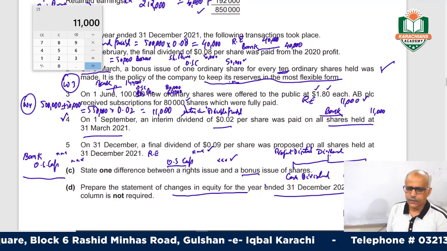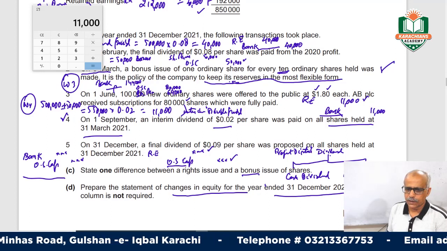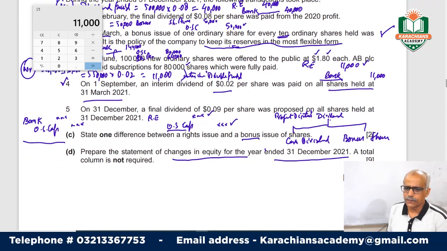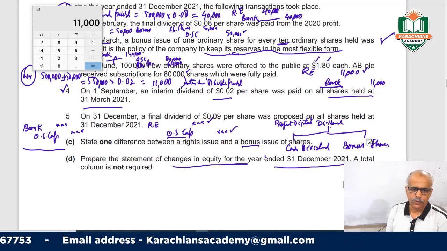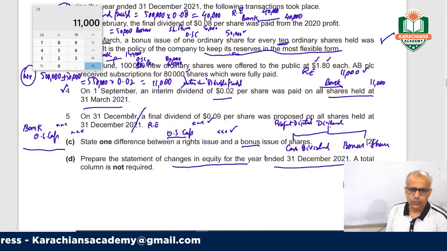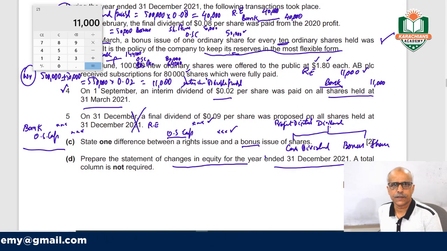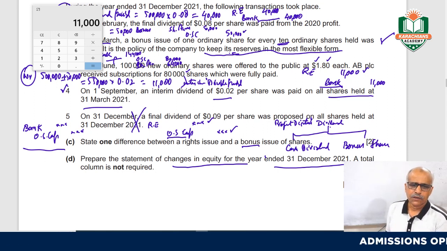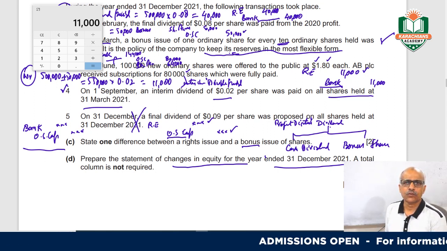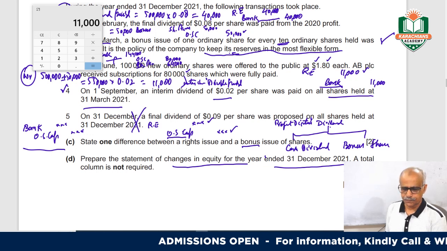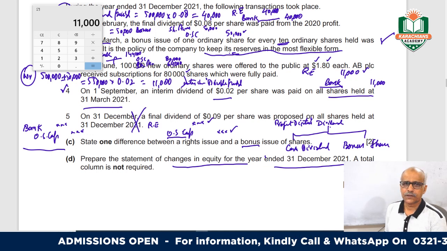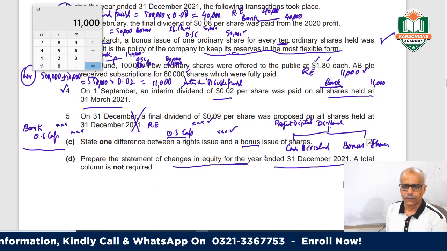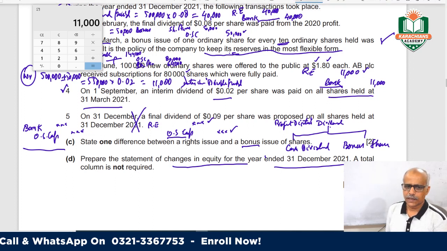Fifth, on 31st December, a final dividend of 0.09 per share was proposed. Okay, this is the final dividend which was proposed. So this has nothing to do, this has no financial impact. A proposed dividend is simply a proposal. So this appears as a footnote on your balance sheet, or simply it is not paid, because it is proposed. It has no impact. So we will not be considering this, right?